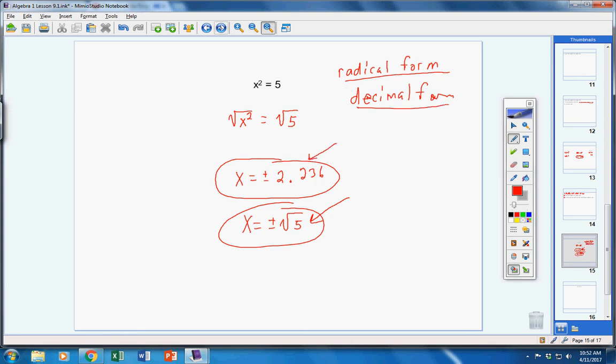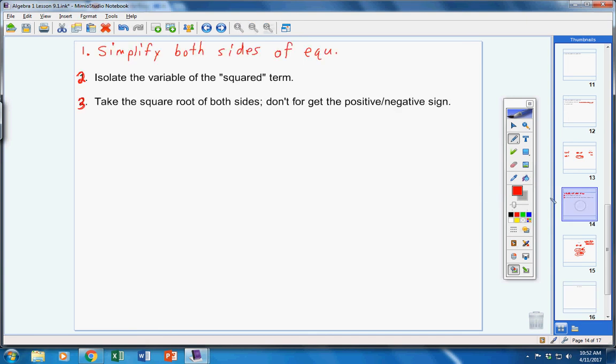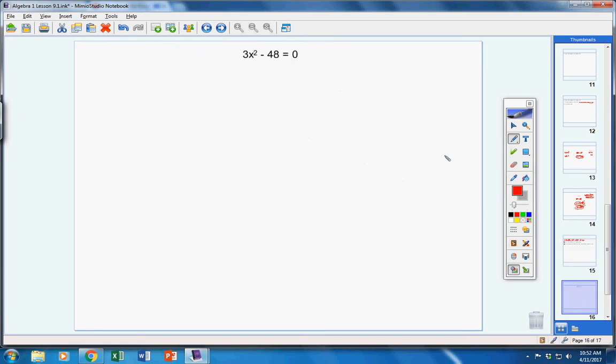Let's try another one. Please copy this in your notes. Step 1 says to simplify both sides of the equation. Alright, and so let's do that. And actually we can't. We have unlike terms here. You cannot put those together, so we cannot simplify this side. There's a 0 over here, so we cannot simplify that side, okay?